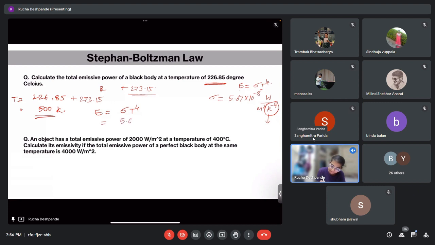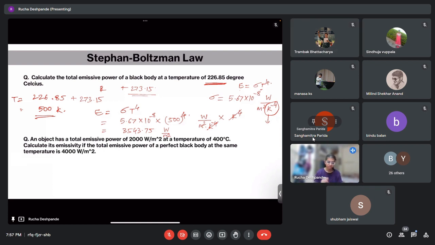So we have 5.67 into 10 to the power minus 8, and T to the power 4 is just 500 to the power 4. So it's 3543.75. And the units are watt per meter square per K to the power 4 into K to the power 4. So this will be in watts per meter square. Is that fine? Yes, ma'am.